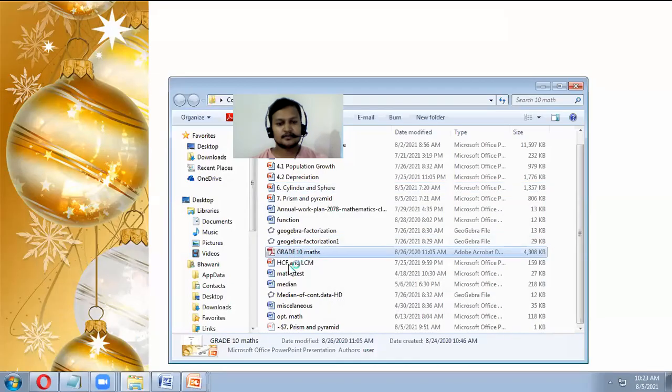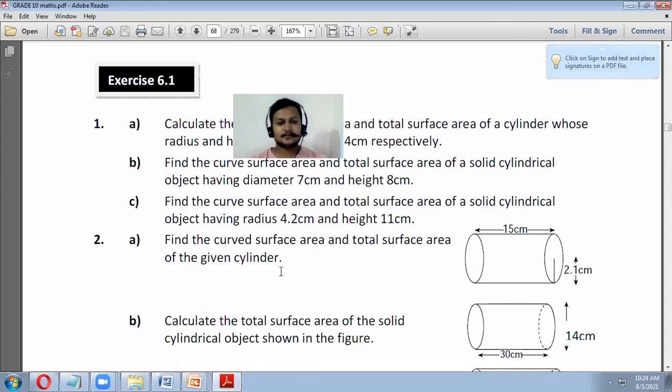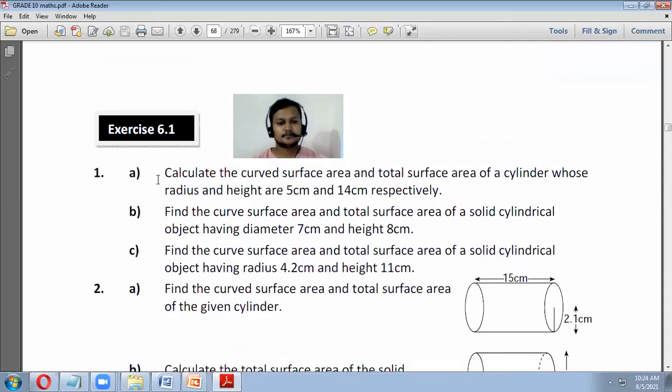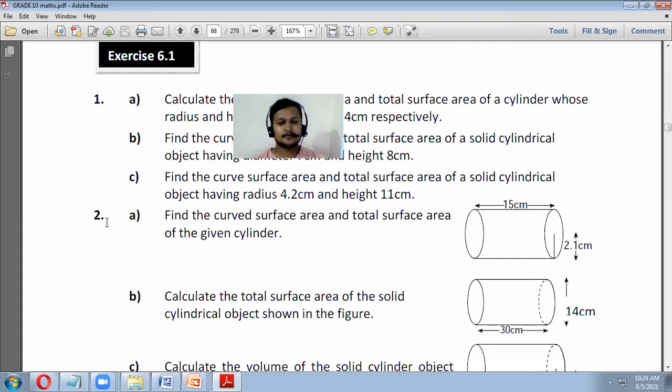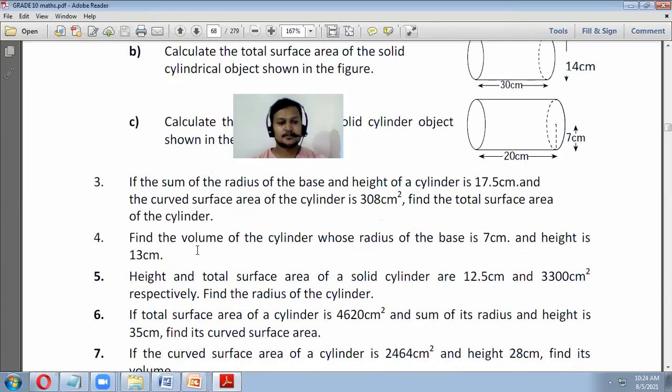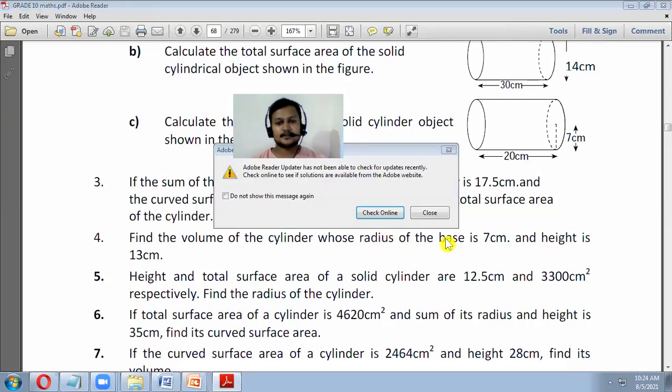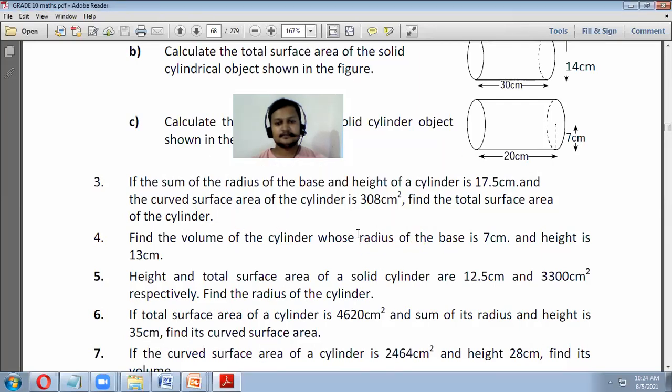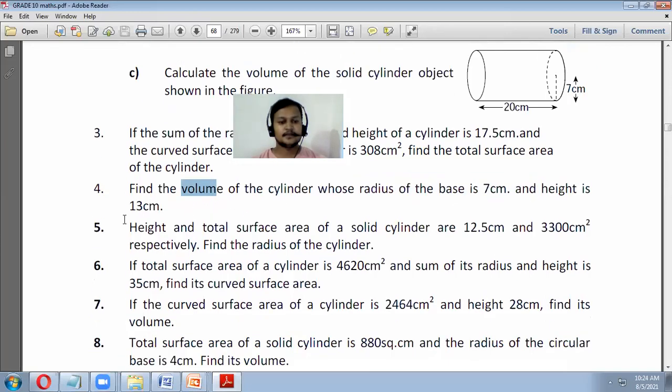Let's look at our book. Exercise 6.1. We did one question from 1 number, 2 number, 2 questions. Similarly, 3 also. Look at 4. Find the volume of cylinder whose radius is 7 and height is 13. Radius as well as height, both values are given to us. So easily by using formula, we can find out the volume.